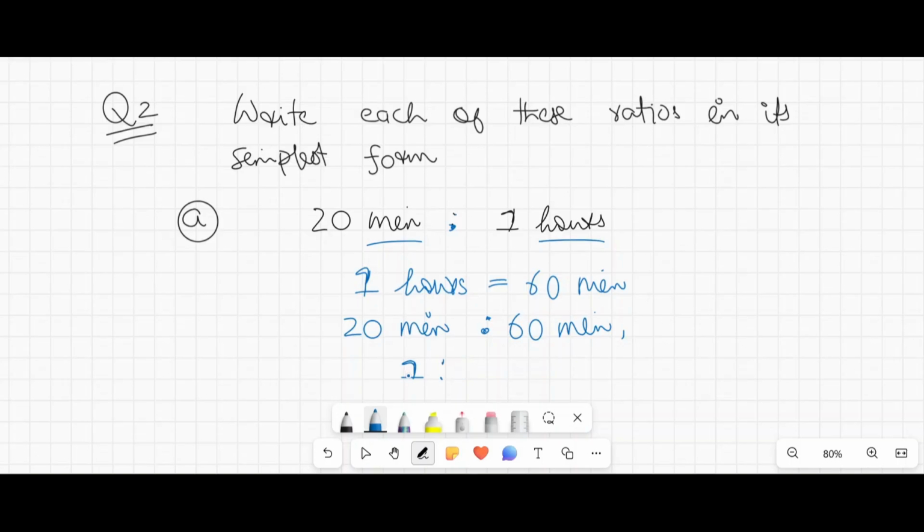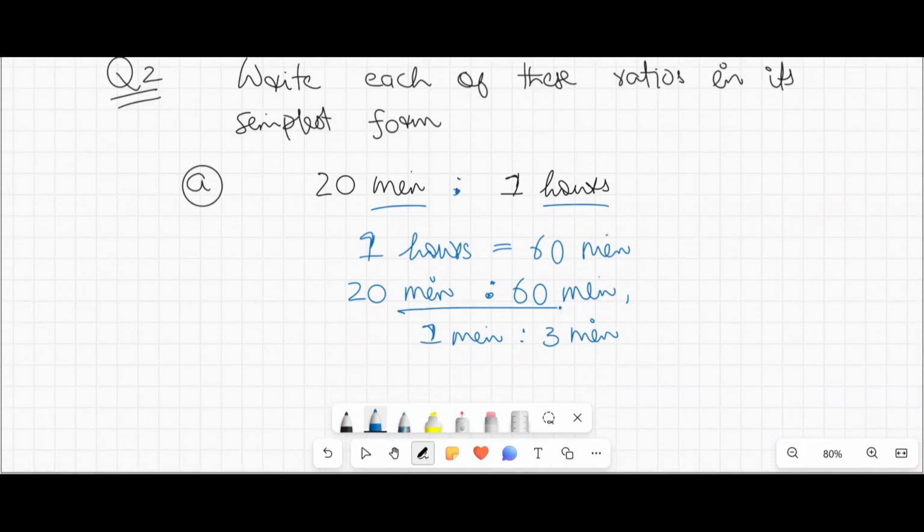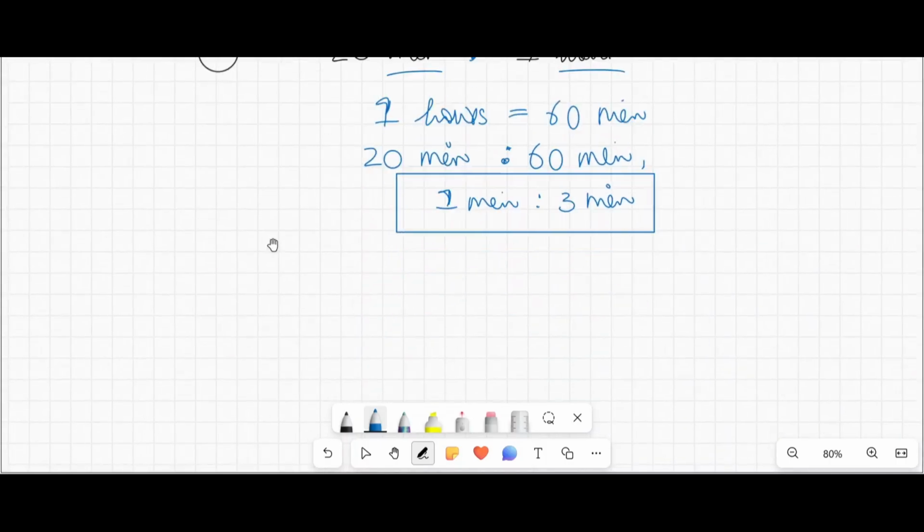So this says 1 minute ratio 3. So this says there was a total of 4 minutes, and one person took 3 minutes, and the other person took 1 minute to solve the same question. There might be some other meaning also. So I hope this is clear.